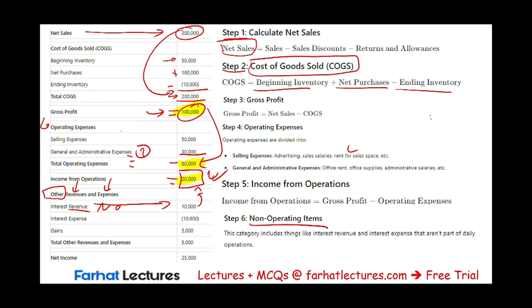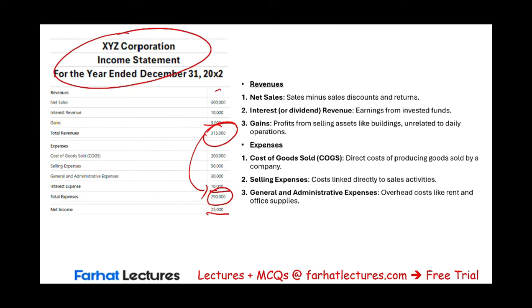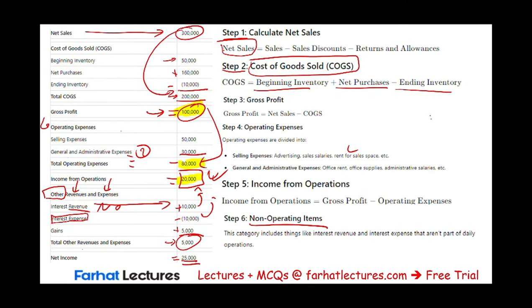Also, under other revenues and expenses, I listed interest expense. Interest expense is a finance cost. Financing the company has nothing to do with operating the company. Therefore, it's listed separately. And the reason I did it is so I can eliminate the interest revenue with the interest expense. Usually those things cancel each other. Then we have a gain from selling some asset. Well, if we take plus 10,000 minus 10,000 plus 5,000, total other revenues and expenses are 20 plus 5 equal to 25,000, which is the net income, which is the same net income as the single step income statement. However, we have more information about the company here than under the single step income statement.